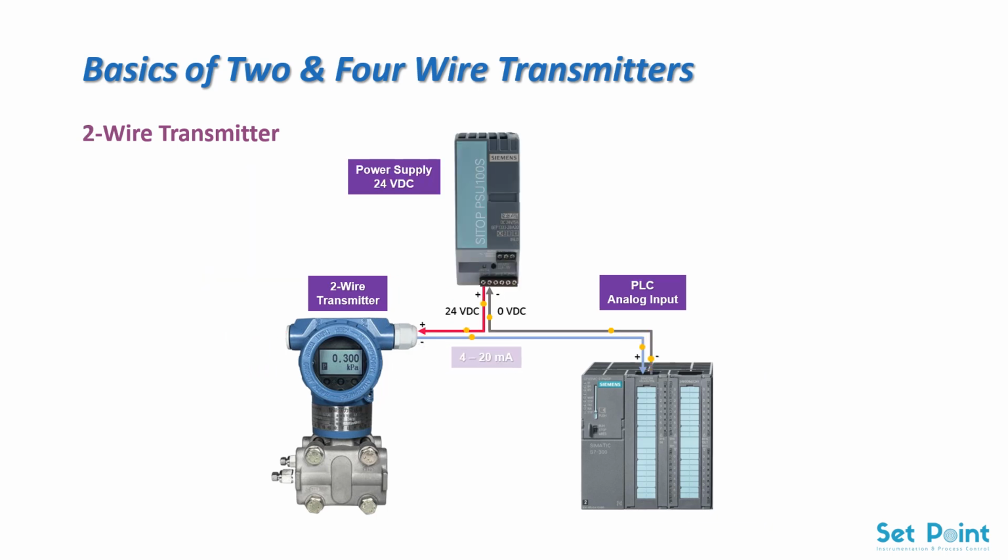A 2-wire transmitter has only 2 wires in a 2-wire current loop. The transmitter, DC power supply, and PLC are connected in series. Not only are the 2 wires providing power for the transmitter, but they are also the signal lines.